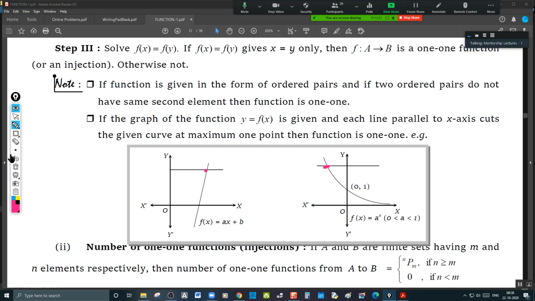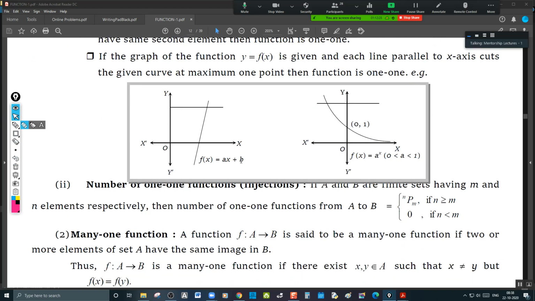Then if it is not a one-one function, what should it be? It should be a many-to-one function. Now the number of one-one functions is nothing but permutations, nPr.